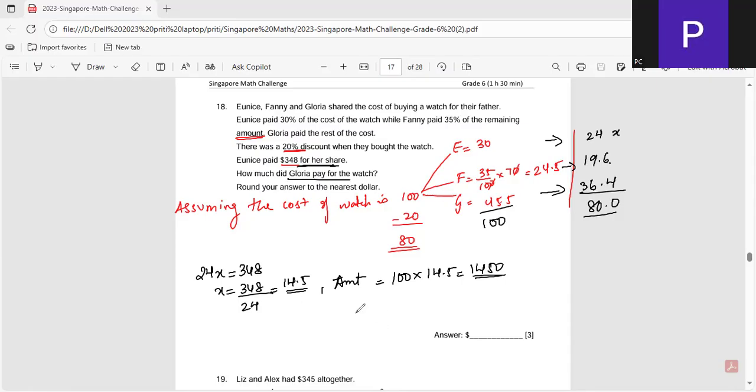How much did Gloria pay for the watch? So Gloria paid 1450 into 36.4%. So let's just calculate: 1450 into 36.4 divided by 100.